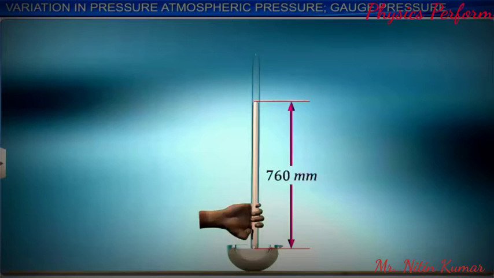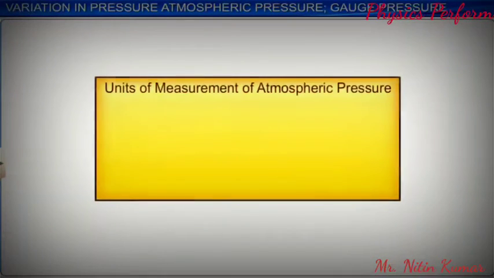Or in Torricelli's. 1 Torricelli is equal to 1 millimeter of mercury column. Or in Newton per square meter or Pascal in SI, or dyne per square centimeter in the CGS system. Or in bars. 1 bar is equal to 10 raised to the power of 5 pascals.